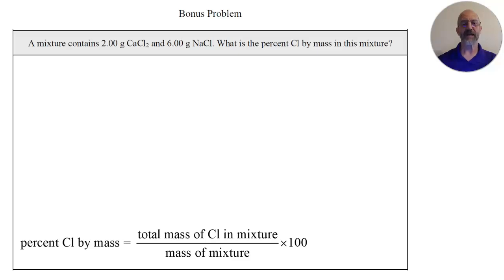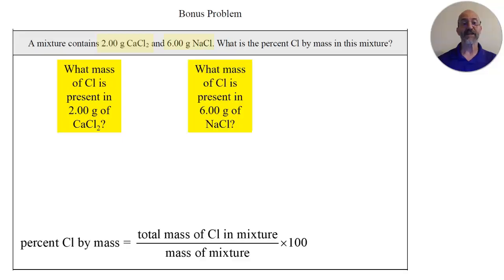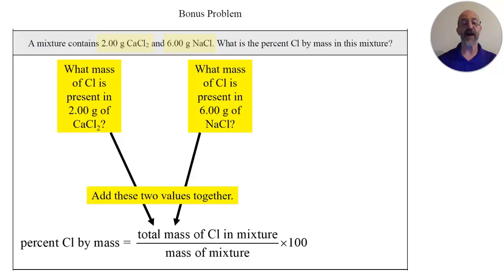But here we have to process the fact that each of the components of this mixture contains chlorine in it. So we have to determine what mass of chlorine is present in 2 grams of calcium chloride. And we have to figure out what mass of chlorine is present in 6 grams of sodium chloride. Once we answer those 2 questions, we will add these 2 values together. And then we will take that total mass of chlorine in the mixture and divide by the total mass of the mixture, which again is 2 plus 6, or 8 grams of mixture.